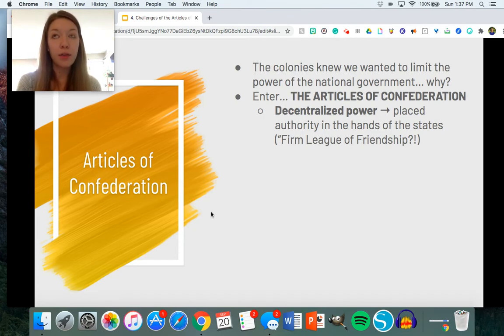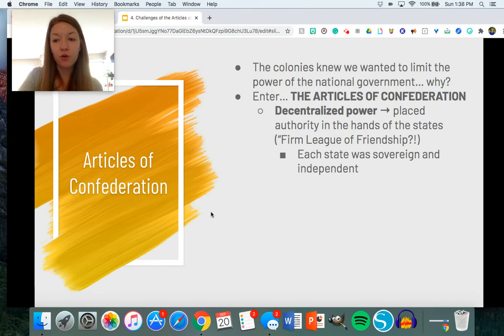And they really called the Articles of Confederation a firm league of friendship. I don't know about you guys, but that is not how I would want our government to be considered, right? A firm league of friendship does not sound very authoritative at all. It doesn't sound like it has a lot of power. But key thing to note here, Articles of Confederation are going to decentralize, take power away from the national government.